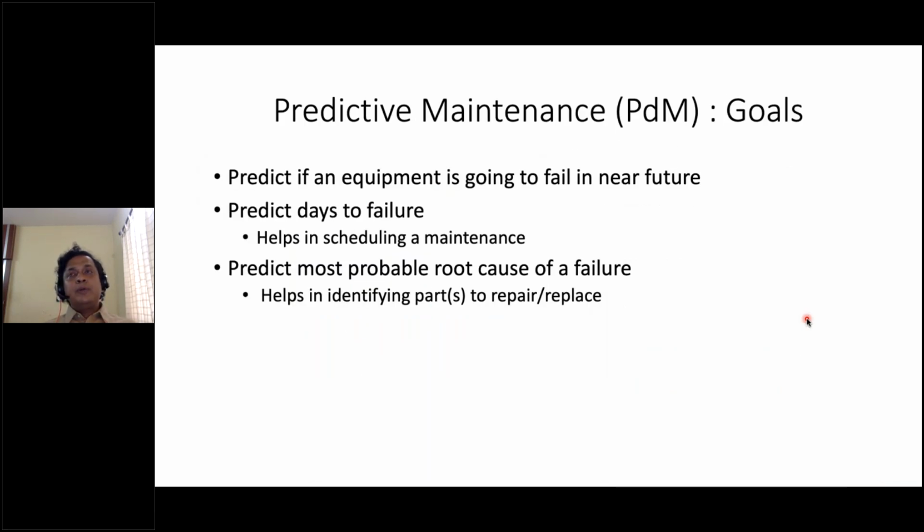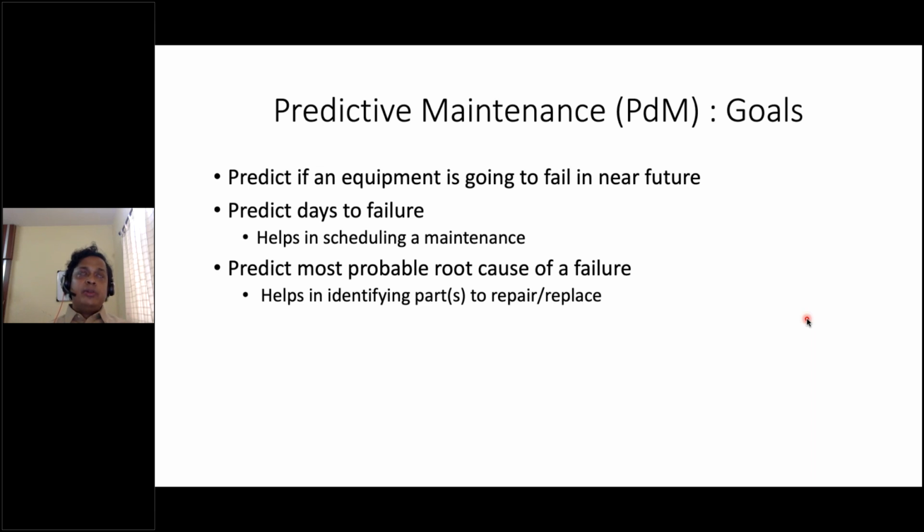Now, the goals of predictive maintenance, why we are doing predictive maintenance. The goal is we want to predict if an equipment is going to fail in the near future or not. That's the first goal. Number two, predict days to failure. How many days are left before the equipment is going to fail, right? And then predict the most probable root cause of failure.